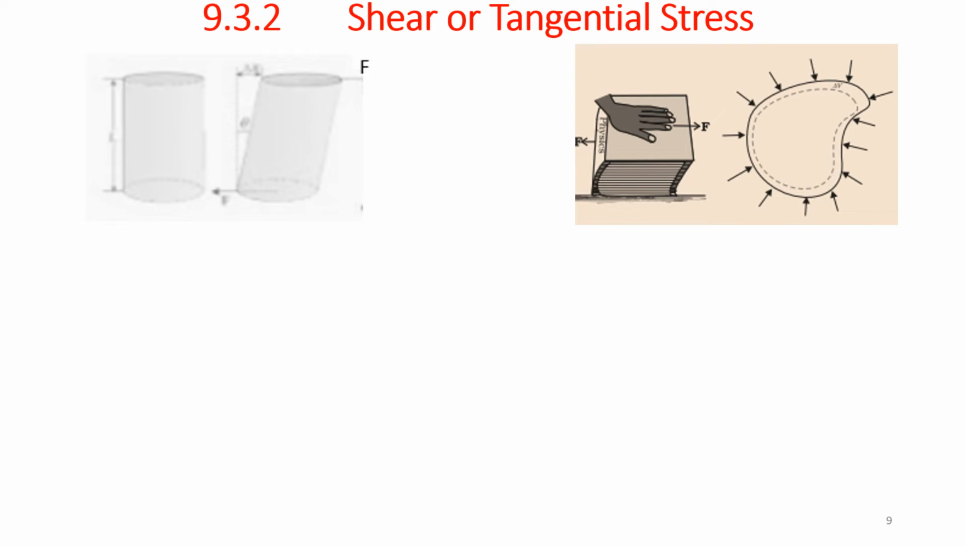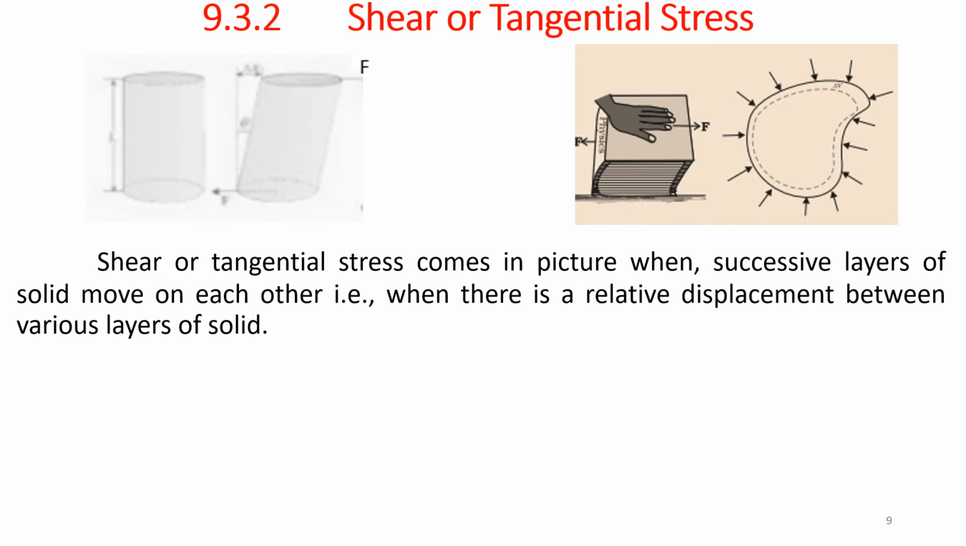Shear or tangential stress. Shear or tangential stress comes into picture when successive layers of a solid move on each other, that is, when there is relative displacement between various layers of a solid. Please see the figure on the left hand side above. Here, the cylinder of length capital L is subjected to a tangential force F on the upper surface, acting in the direction left to right.